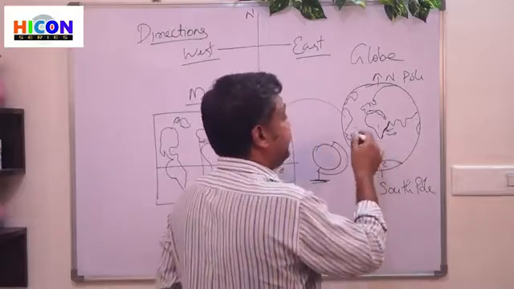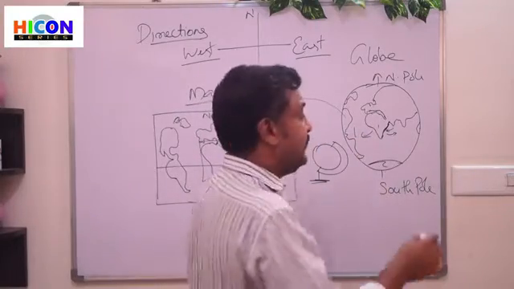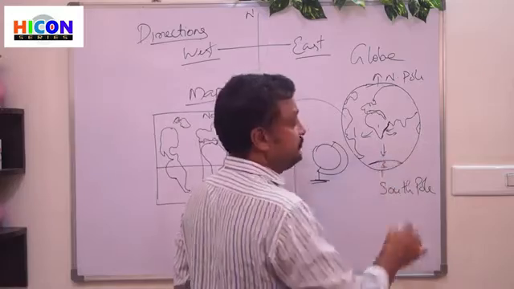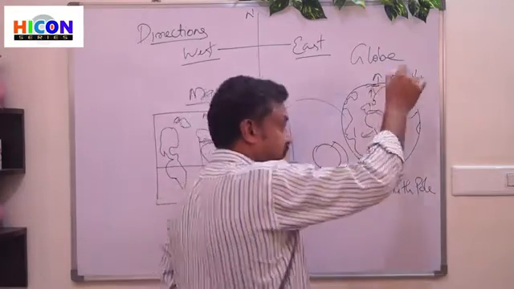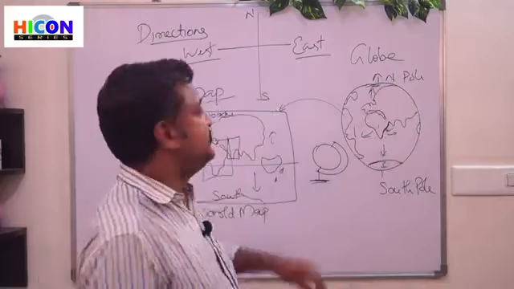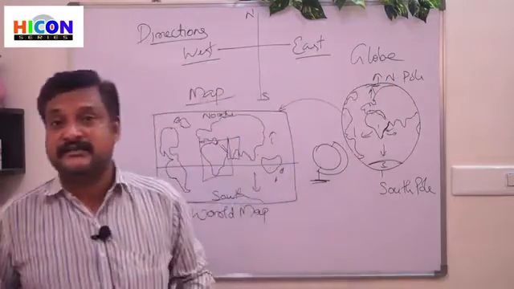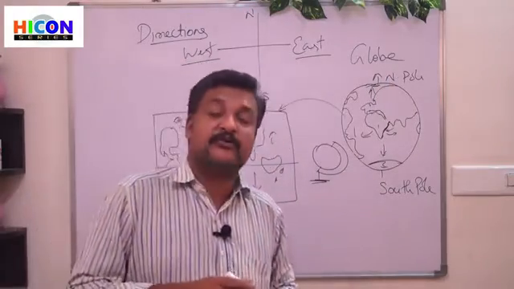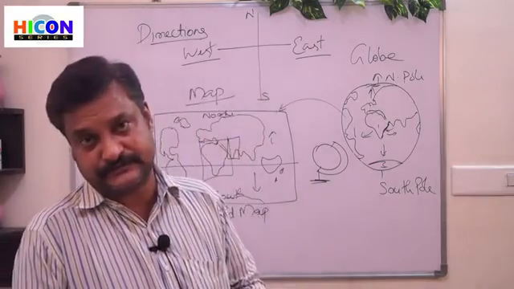The American continent lies at the east of the African continent. Antarctica lies on the south of the globe. The Arctic Ocean is located at the north. So these four directions, east, west, north and south, are mostly used for locating different places on this earth.